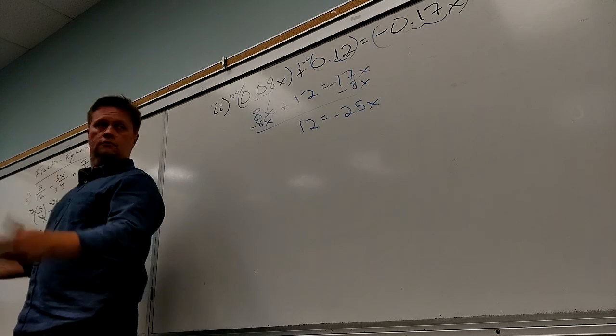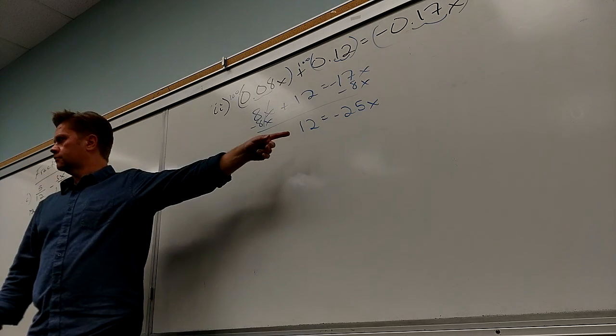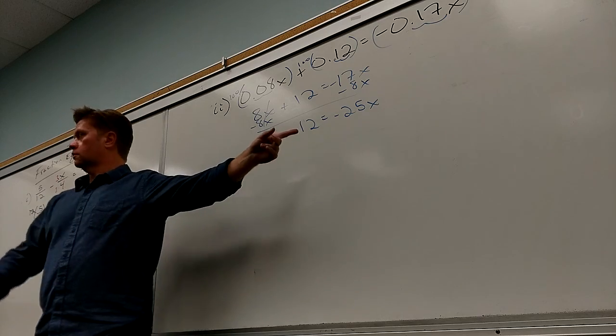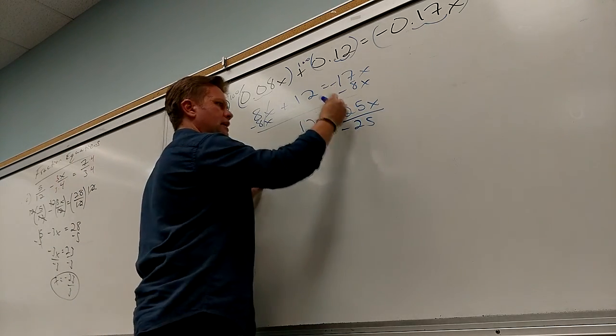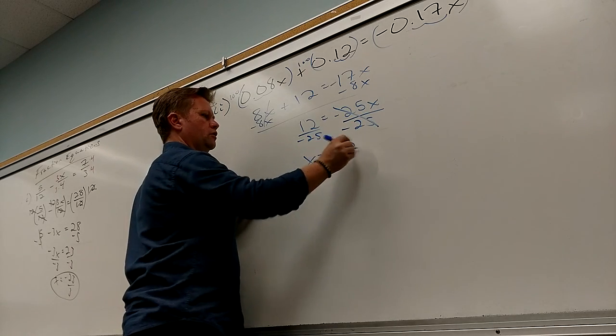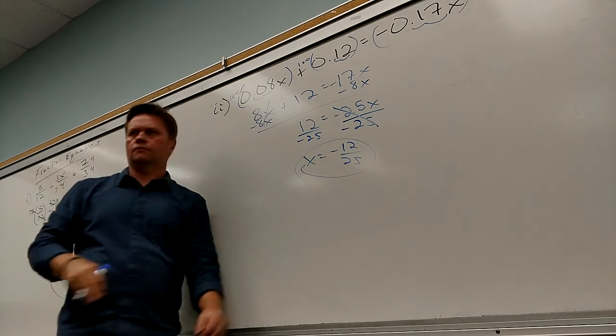So yeah. And then what's the last step here? Negative 25, I like it. Divide by the thing with the x. Yeah! So I get x equals negative 12 25ths.